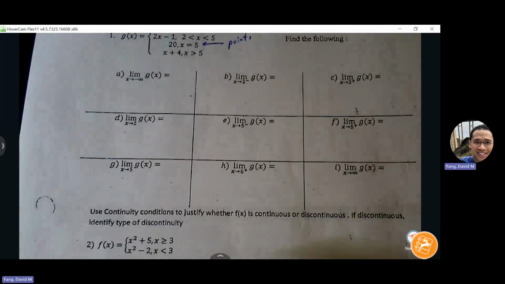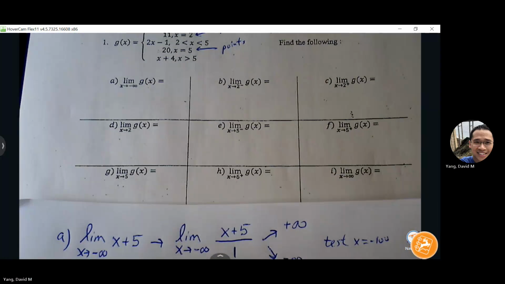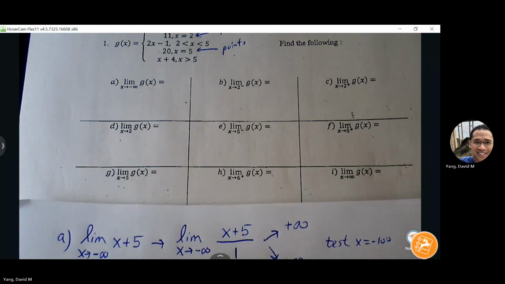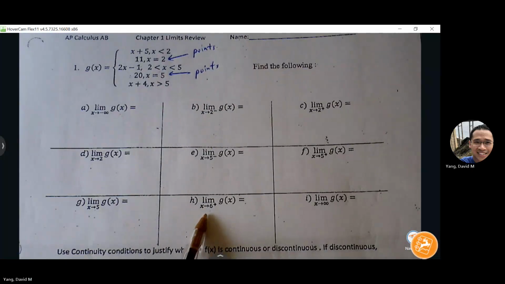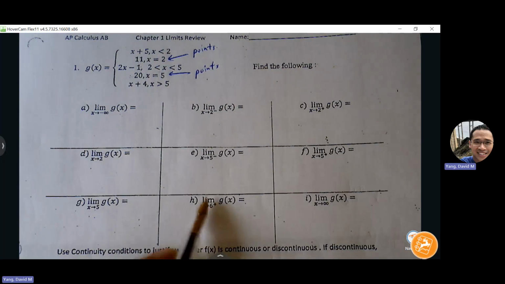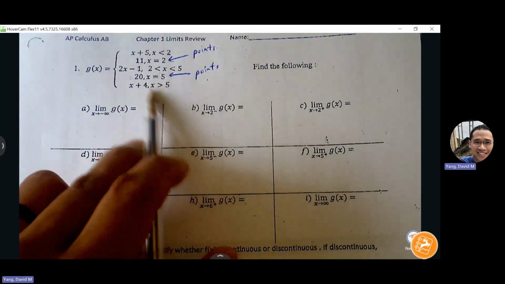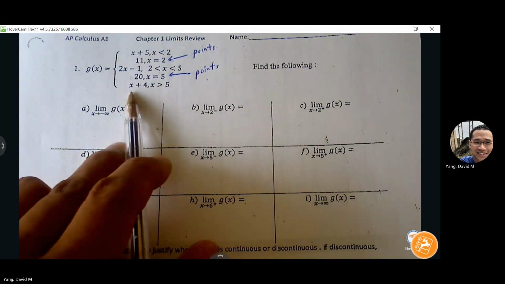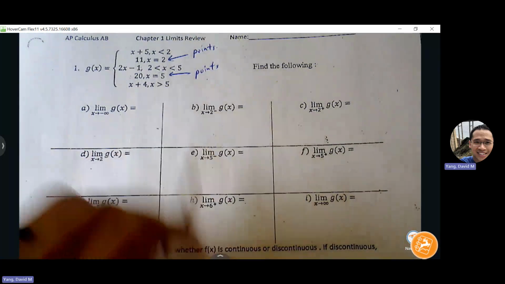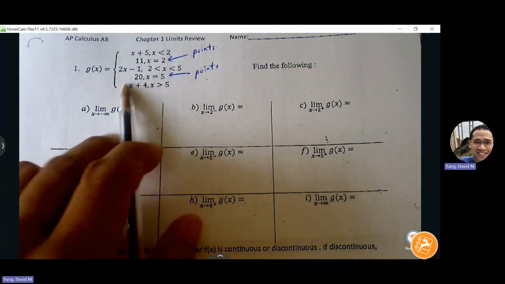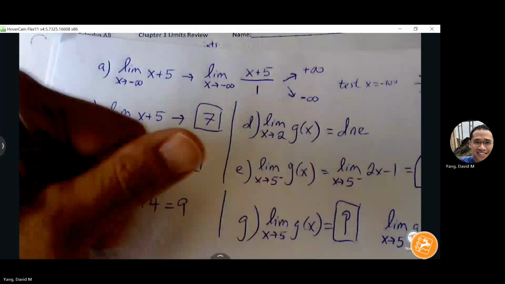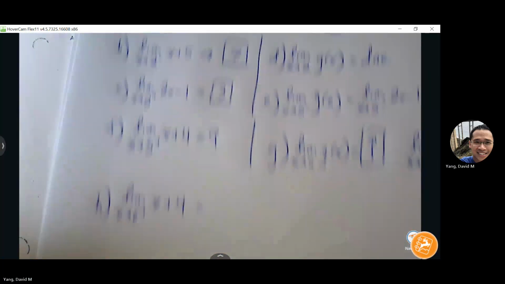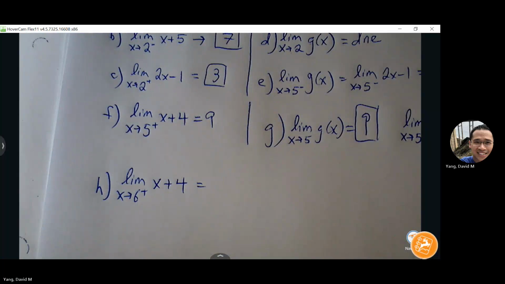Part H. Approaching 6 from the right. It could be x plus 4, but we're not sure. For everything greater than 5, we're going to use x plus 4. So it'll be x plus 4, right? Because 6 is obviously to the right of 5. So this is the only option that we have. This is where the graph lives. What do we get? Then F.